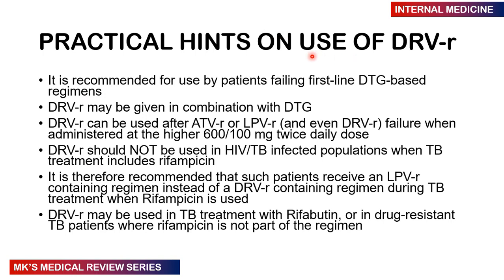What are some of the practical hints when we use Darunavir? It's recommended in patients that are failing a first-line DTG-based regimen. Darunavir may be given in combination with DTG. Darunavir can be used after a patient was already on atazanavir or lopinavir. If they are failing, then you want to administer a much higher dose, 600 to 100 twice daily. Darunavir should not be used in HIV-TB infected people when the TB treatment includes rifampicin. It is recommended that such patients receive boosted lopinavir instead of Darunavir.